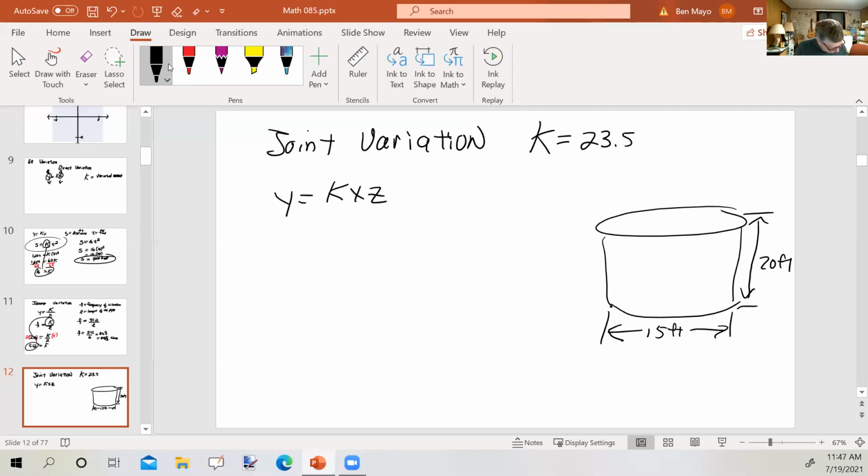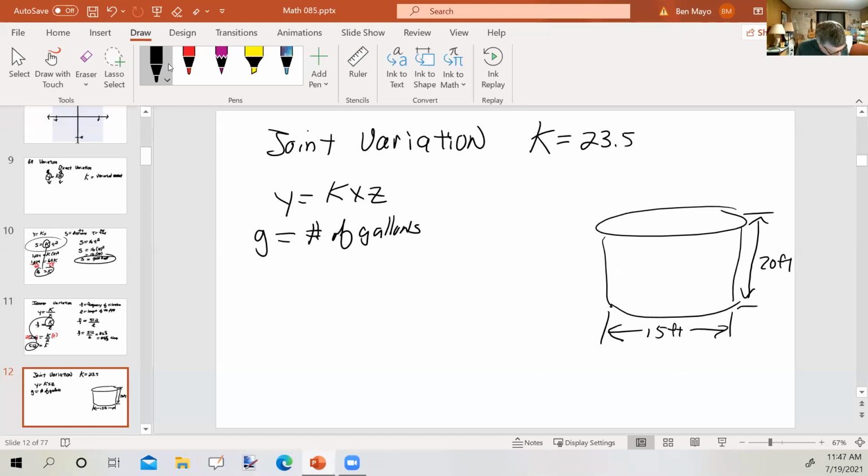Now, we have a tank that's 20 feet high and has a diameter of 15 feet. We know that the variation constant is 23.5. Let's go back to the original problem again. The number of gallons of oil that can be stored in a cylindrical tank. So let's let G equal number of gallons. I know that looks like a hashtag, but it also stands for number.